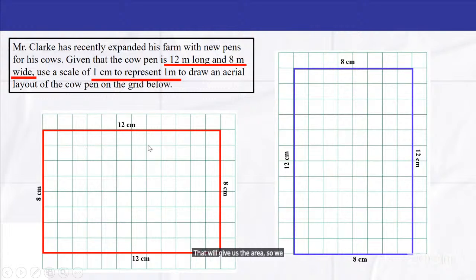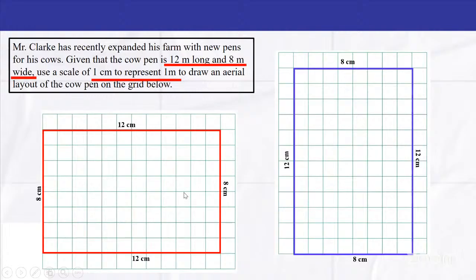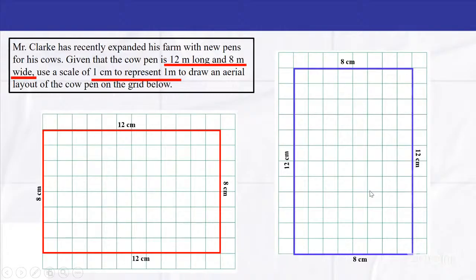So we can count the number of boxes on the inside of the rectangle. Can somebody count that and tell us quickly how many boxes do we have on the inside? All right, Diana says 96. Okay, thank you very much, Diana. And if we go to the blue rectangle, would we get the same number of boxes? Yes or no? S. Thompson says yes. Wonderful. It's just a different orientation, but the measurements are the same.